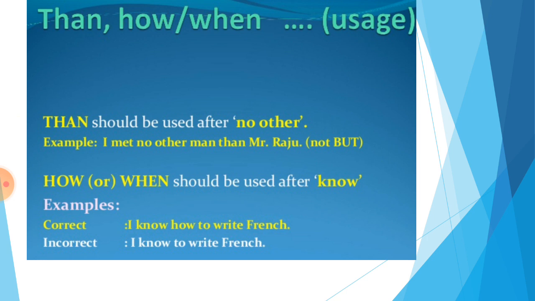How or when should be used after know, K-N-O-W, know. Examples: I know how to write French, but not I know to write French.